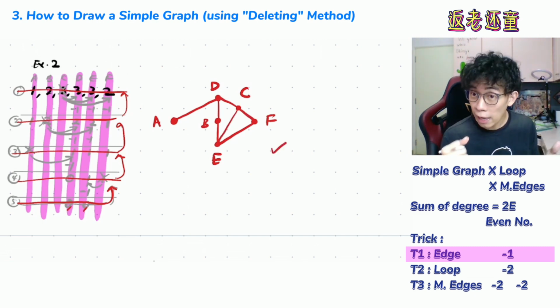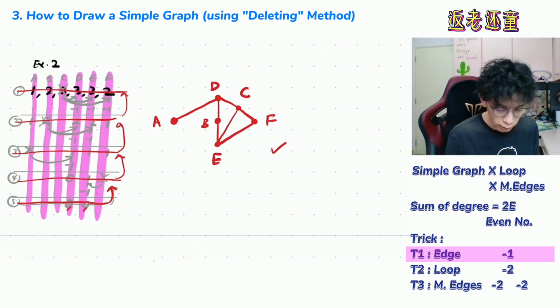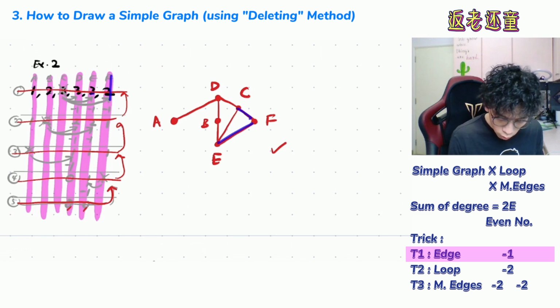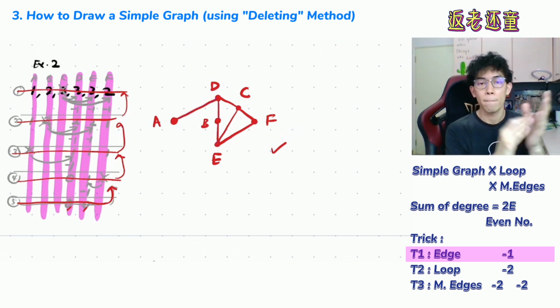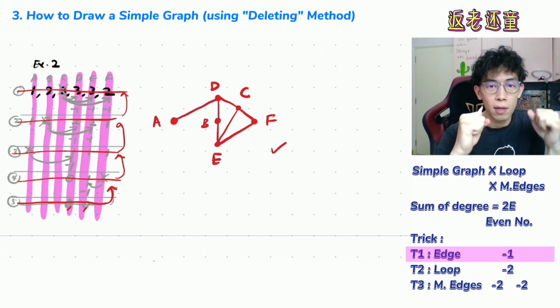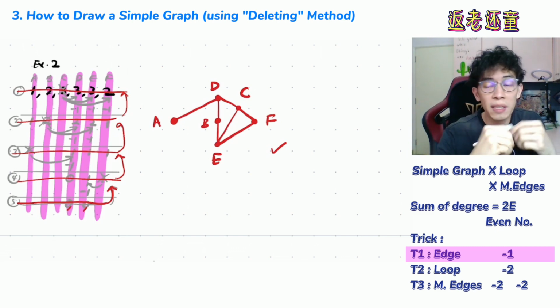Okay, why not we count and see whether correct or not. Okay, so we count. F got 2, 1, 2. E got 3, 1, 2, 3. D got 3, 1, 2, 3. Then C got 3, 1, 2, 3. Oh, then B got 2, 1, 2. A got 1, 1. Done. Clap for everybody that you slowly get the methods.